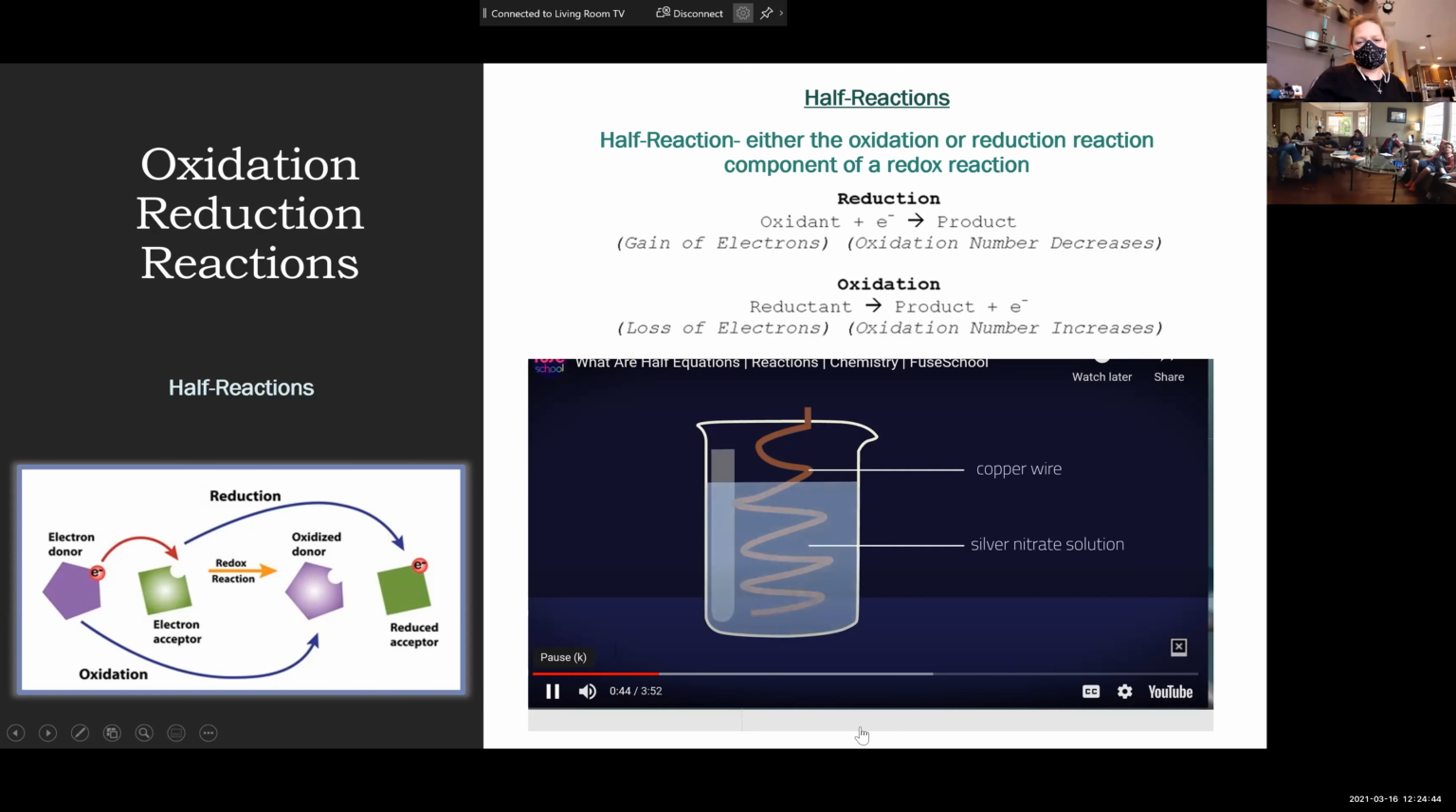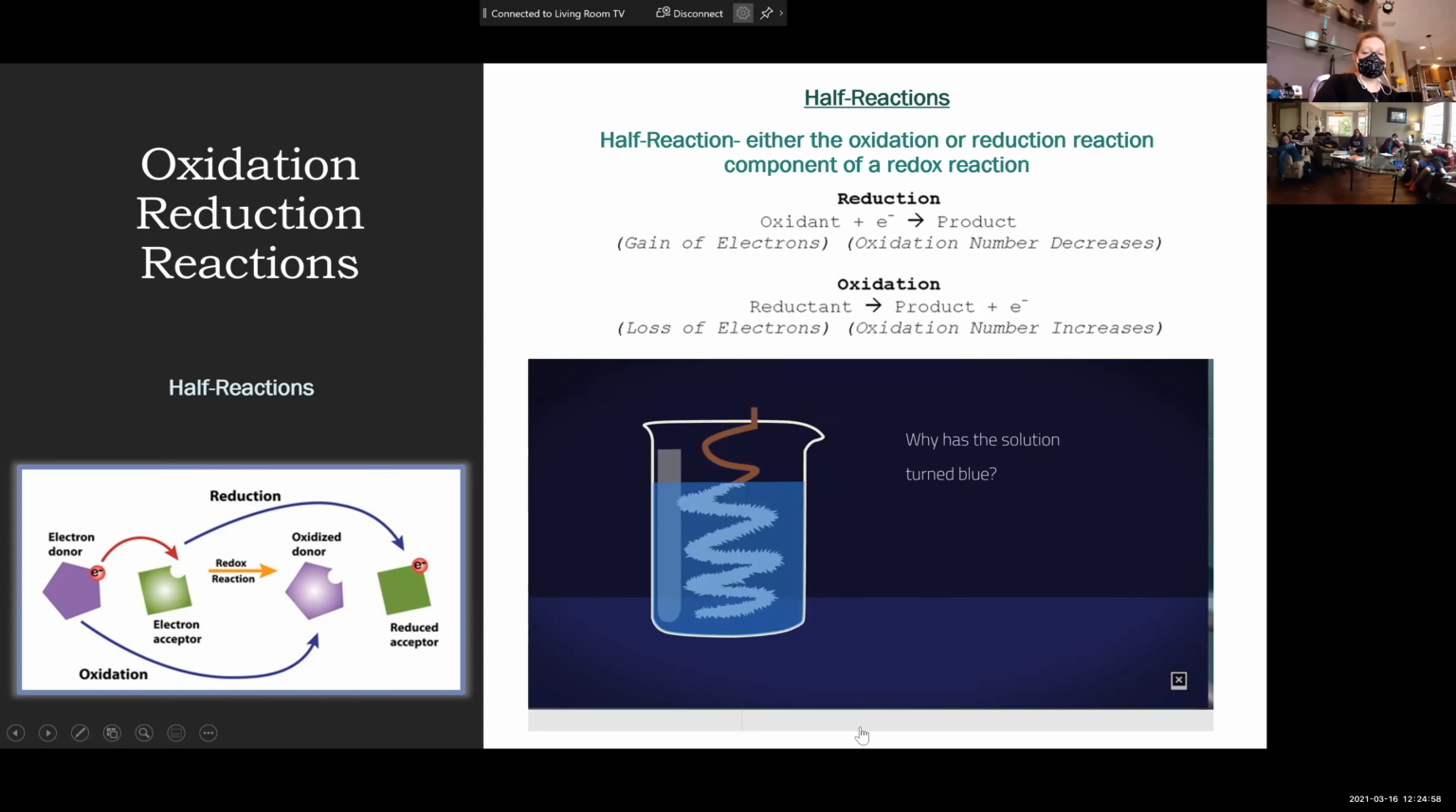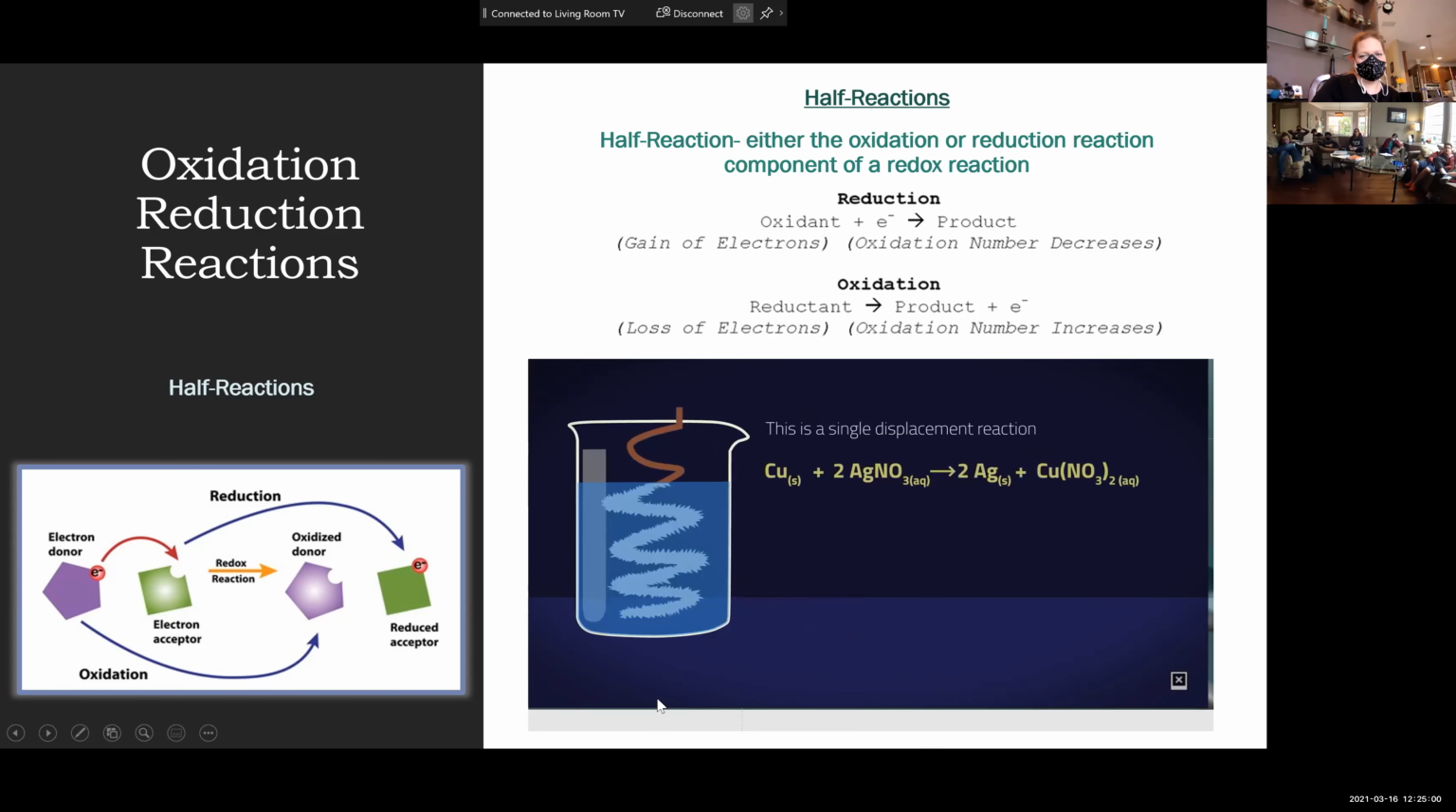The solution changes color from colorless to bright blue. You will also observe silver metal crystal deposits on what was once copper wire. Why has the solution turned blue? Pause and think. Copper on there, nitrate. This is a single displacement reaction.